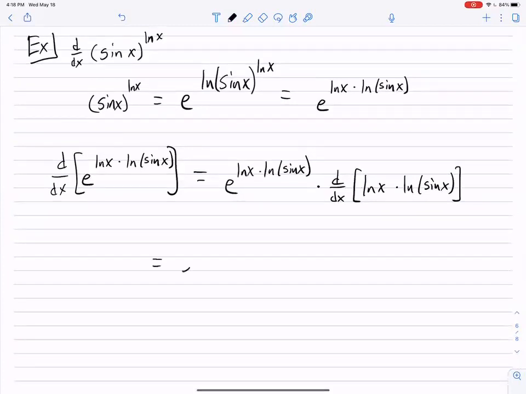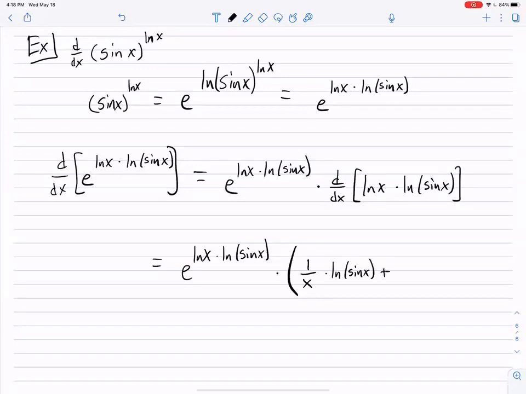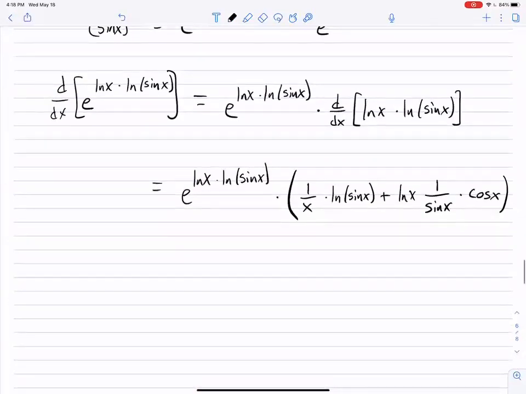So what is this equal to? This is e to the ln x times ln sine x times, and then doing the product rule, it's 1 over x times natural log of sine x plus natural log of x, because that's the first, times the derivative of this, which is 1 over sine of x, because that's the derivative of the outside, but then I need to multiply by the derivative of sine, which is cosine of x, times cosine x. And honestly, if you're writing this on an exam, that's probably fine, but since I have time, I will simplify it. So let's simplify it.